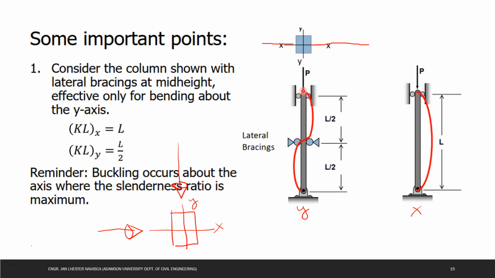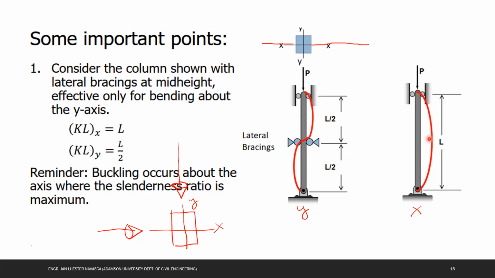Okay, since we have a top that is pin and the lateral bracing is also pin, therefore your K is 1.0, like this one. Your fixity factor K is 1.0. So this is mid height, so therefore K times L over 2, that is 1.0 times L over 2. Your effective length in the y axis is L over 2, and this is also L over 2.